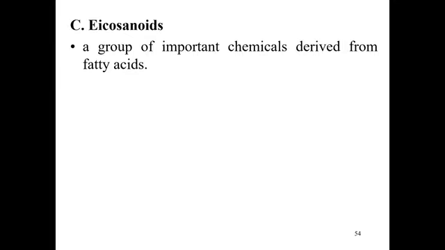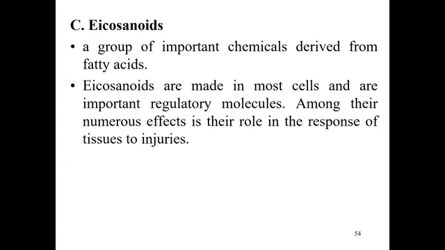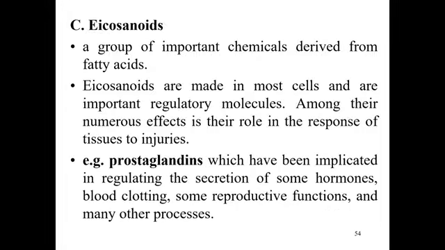Eicosanoids, on the other hand, is a group of chemicals derived from fatty acids. They are made in most cells and are important regulatory molecules. Among their numerous effects is their role in the response of tissues to injuries, okay, particularly inflammation. Prostaglandins have been implicated in regulation of some hormones. It is important in blood clotting, some reproductive functions, and many other processes. You will encounter prostaglandins in the future.